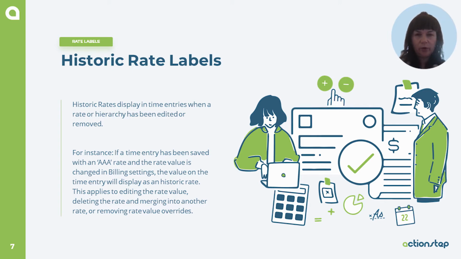So essentially what this means is where we've recorded time using a specific rate label, and then we've gone through and we've actually changed our value for that rate label, we don't want that to go backwards and change all of our historic. What happens is those historic ones will show historic rate label and still keep the value that was attached at the time it was created.